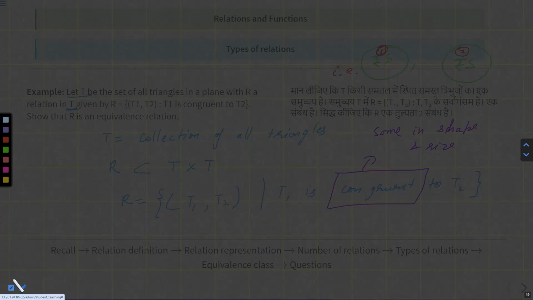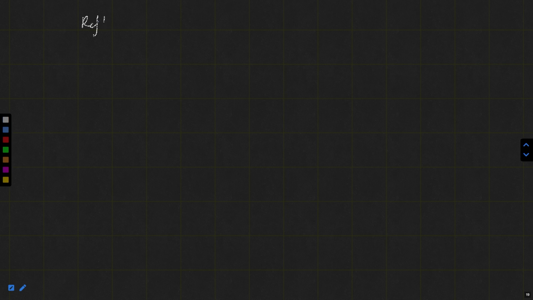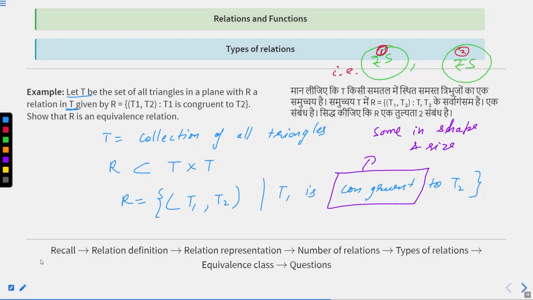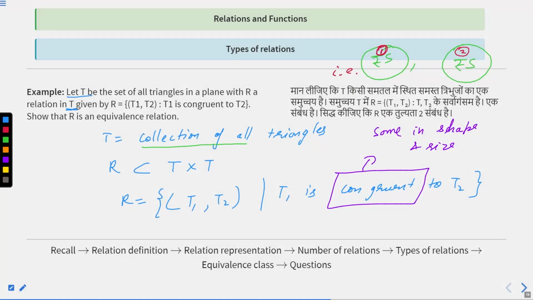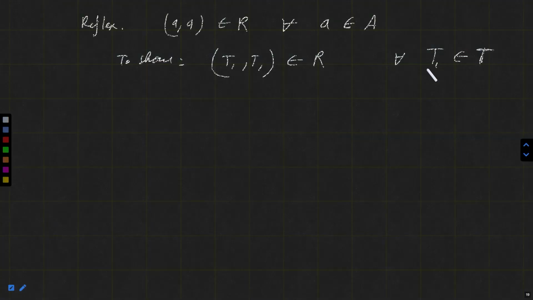Now let us prove that it is reflexive. Reflexive means a comma a must belong to the relation R for every a belonging to set A. So here we want to show that T1 comma T1 must belong to the relation R for every T1 belonging to the set of all triangles, which is T. Okay, so this means this.